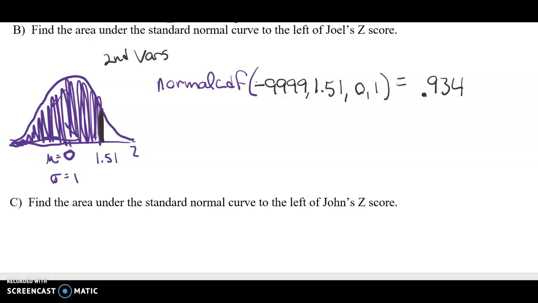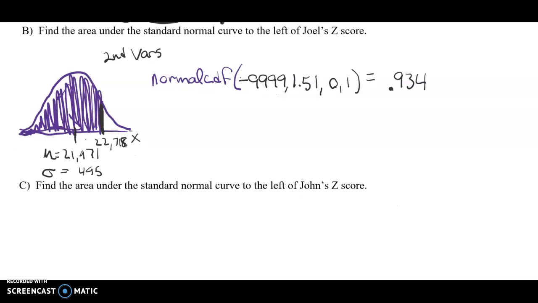Now we use z-scores to come up with our answer, but you can actually do this problem without using z-scores. We can clear this axis and make it an x-axis, and then relabel in terms of the values he made before the conversion. It's still a standard normal distribution, but instead of being centered at 0, it's centered at 21,971 with a standard deviation of 495. And we're looking for the area to the left of 22,718. So in our calculator, we'll do second vars again, and we'll type normal CDF.